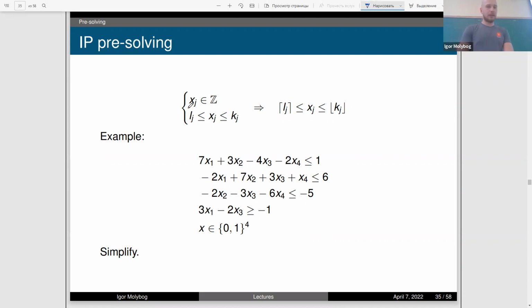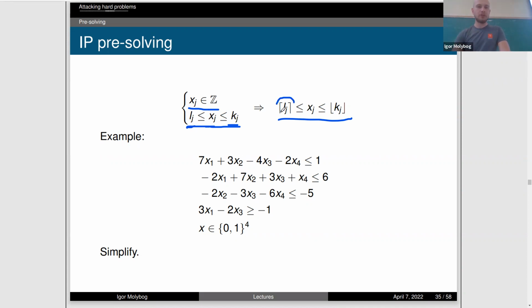So having a variable xj that has to be integer, and an upper and lower bound on this variable xj, you can safely replace this set of inequalities with this set of inequalities, where this ceiling of Lj is the rounding up of Lj, and the flooring of Kj is the rounding down.